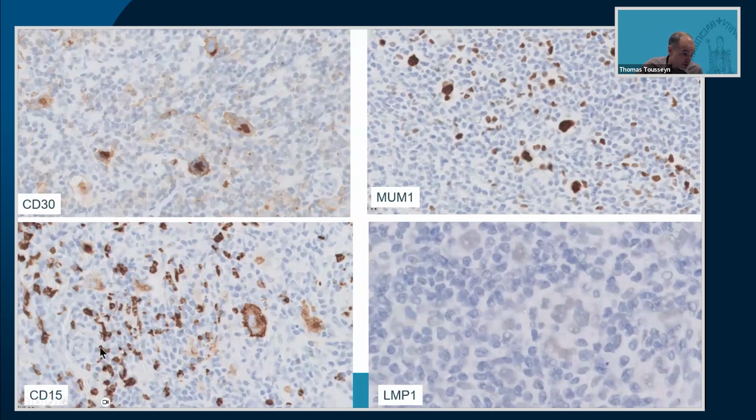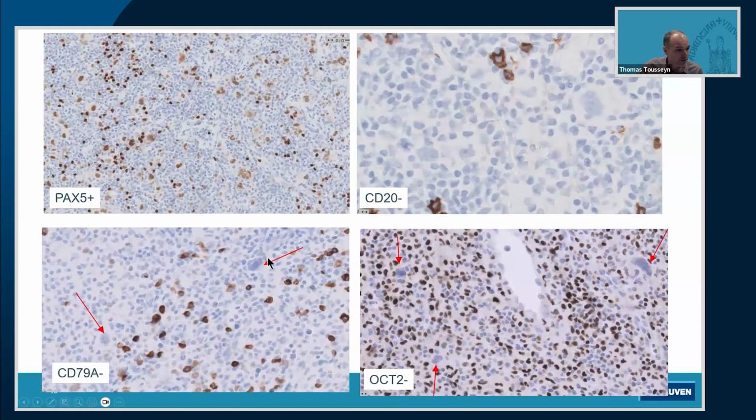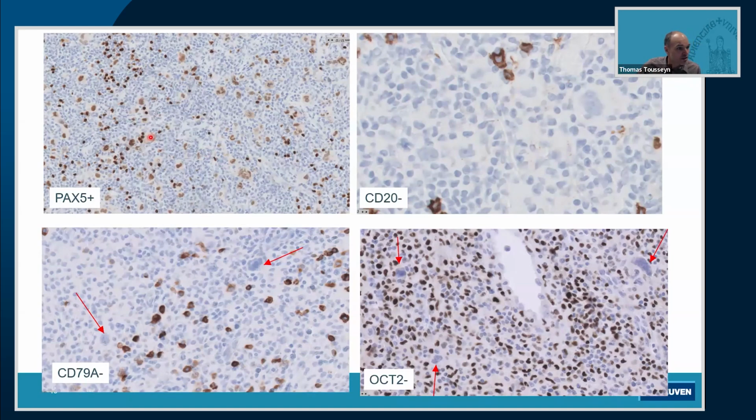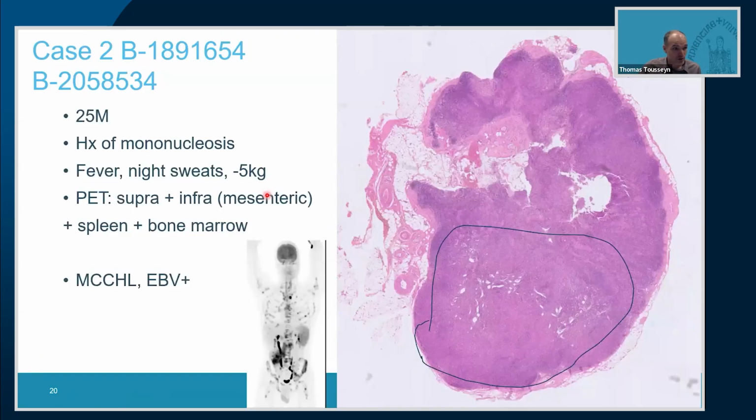CD15 is present, but also note that the eosinophils that are present will often be positive for CD15, and this was an EBV negative case. Looking at the B cell markers, you see weak PAX5 expression, and strong PAX5 expression in the smaller reactive B cells, but no expression of CD20, no expression of OCT2, no expression of CD79A. This is a classic case of nodular sclerosis Hodgkin.